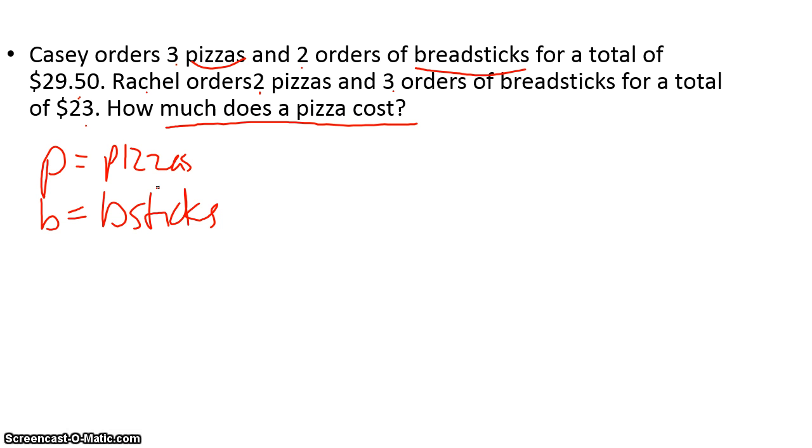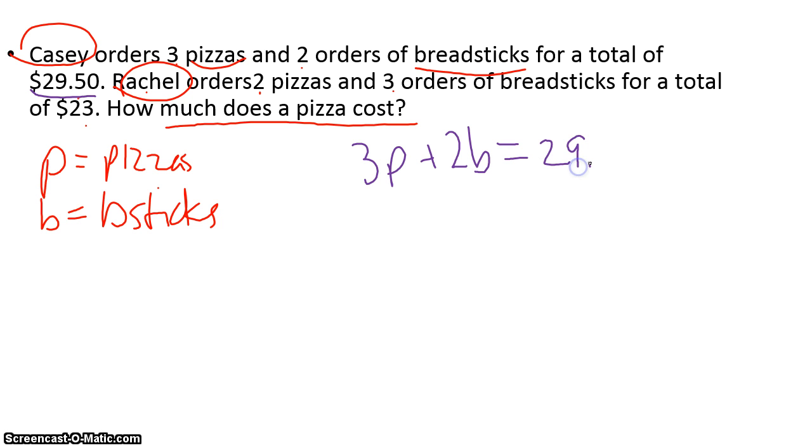I'm going to focus on the fact that I have Casey and that I have Rachel. So what did Casey do? Casey ordered 3 pizzas and 2 orders of breadsticks, and how much did she spend? She spent $29.50. Now let's focus on Rachel. Rachel ordered 2 pizzas and 3 breadsticks, and Rachel spent $23.